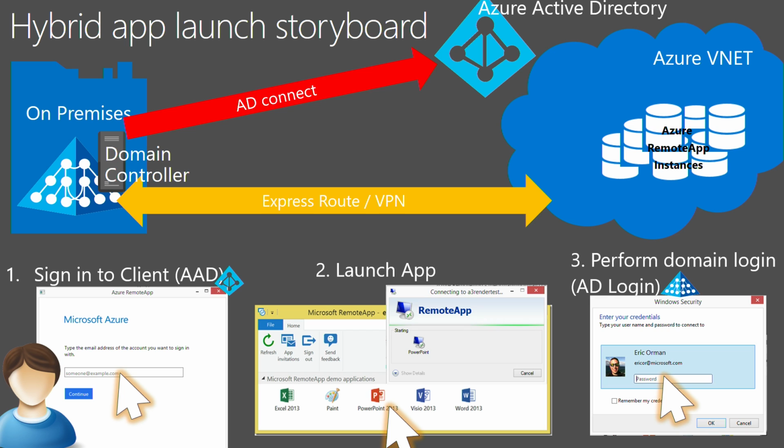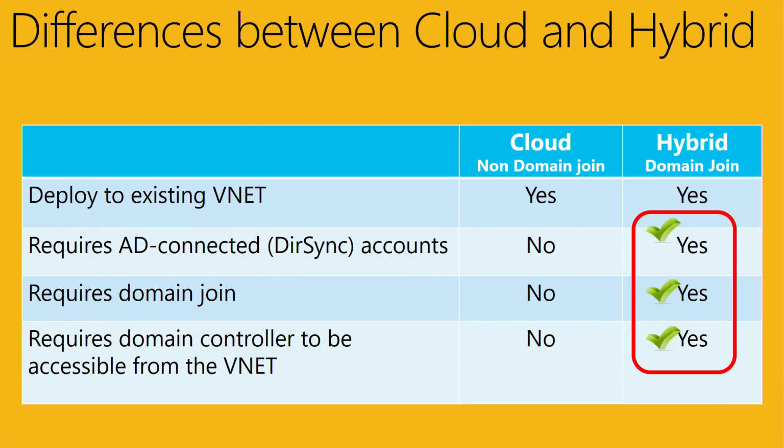That's kind of a hybrid launch story. So going back, why hybrid only had a few of those checkboxes before is because it required AD connected, those dir sync accounts. It's domain joined. It requires the domain controller to be accessible on that VNet. So that explains things in a little greater detail.